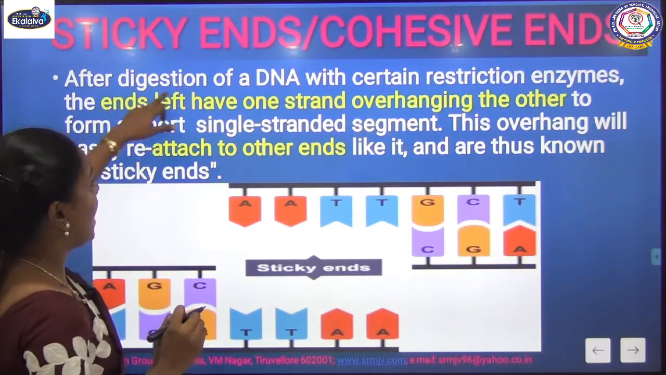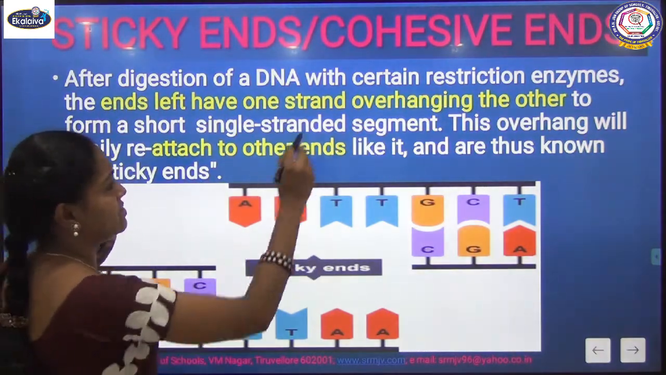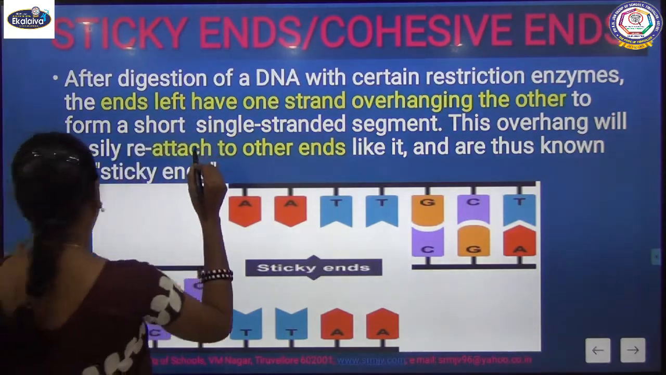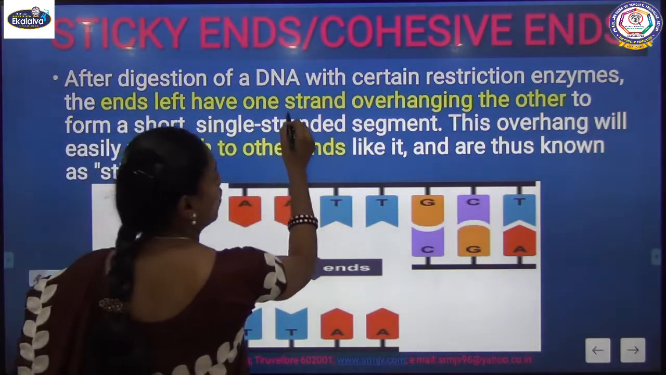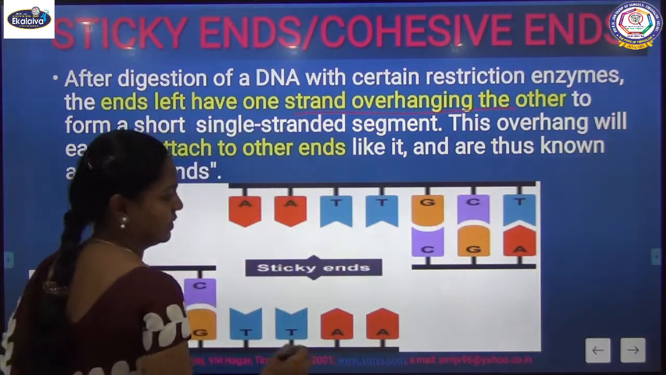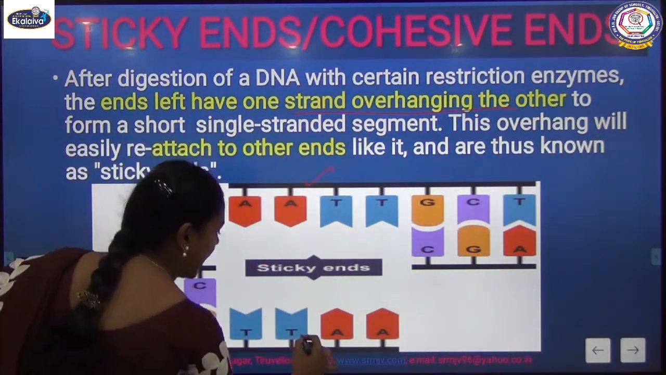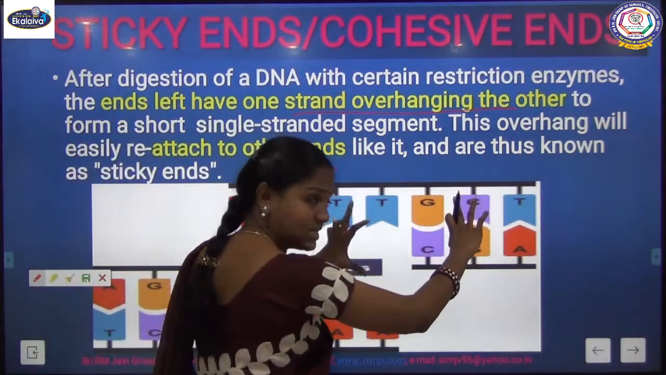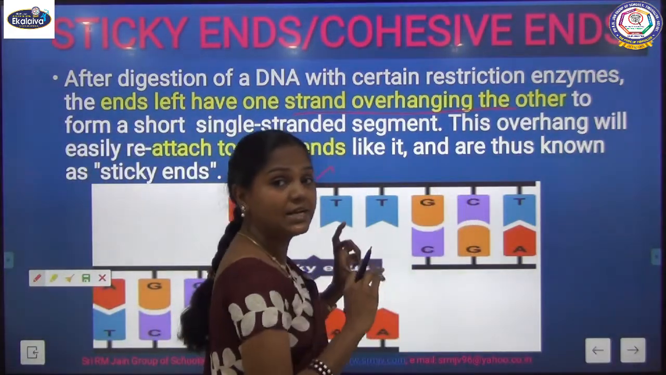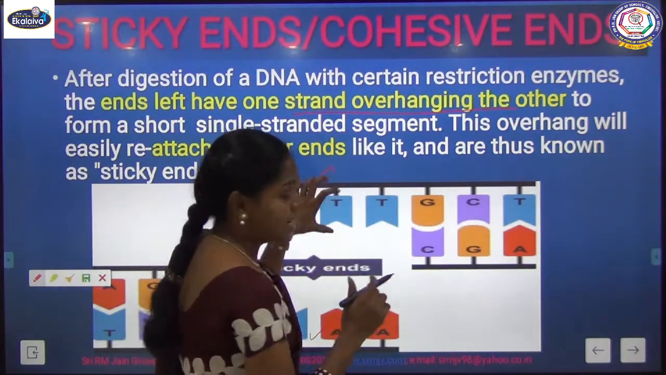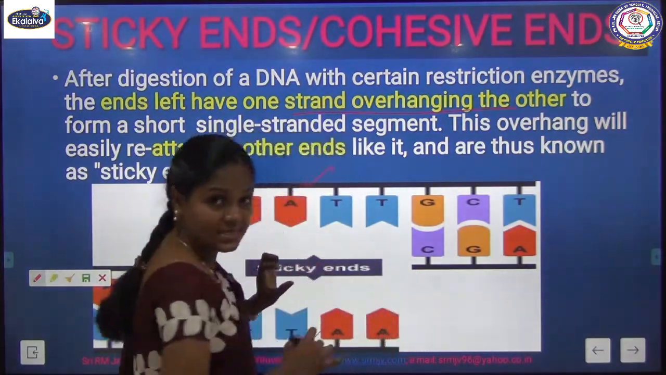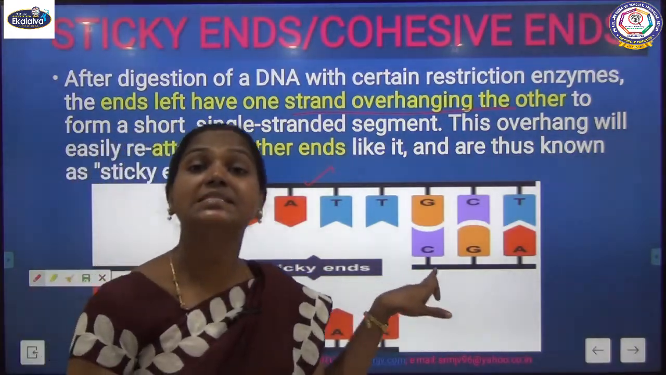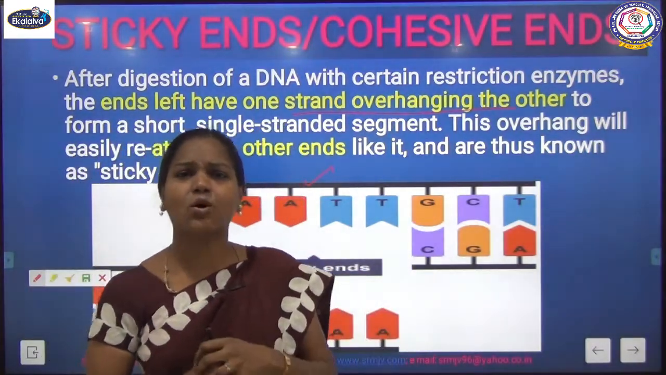After digestion of DNA with certain restriction enzymes, the ends left have one strand overhanging the other. So this is that strand here and this is that strand here. This is actually a double stranded DNA. In that double stranded DNA, when you see, this strand is overhanging this strand, and this type of end we used to call a sticky end. Why is it called a sticky end?